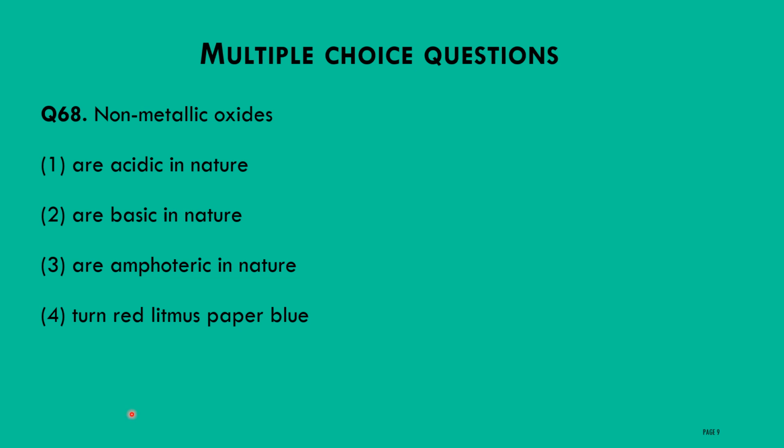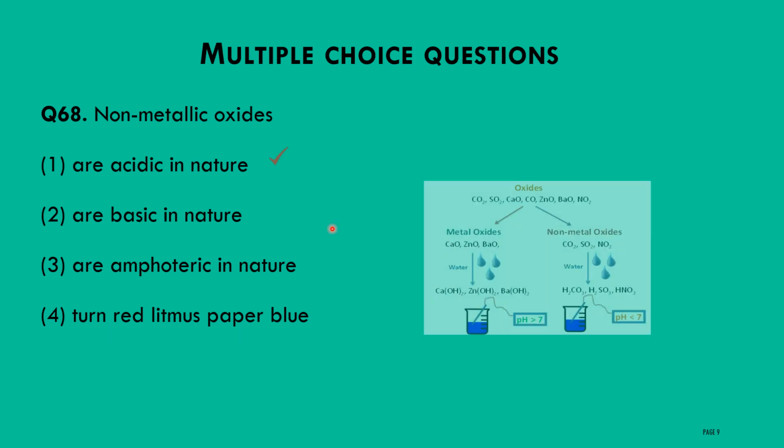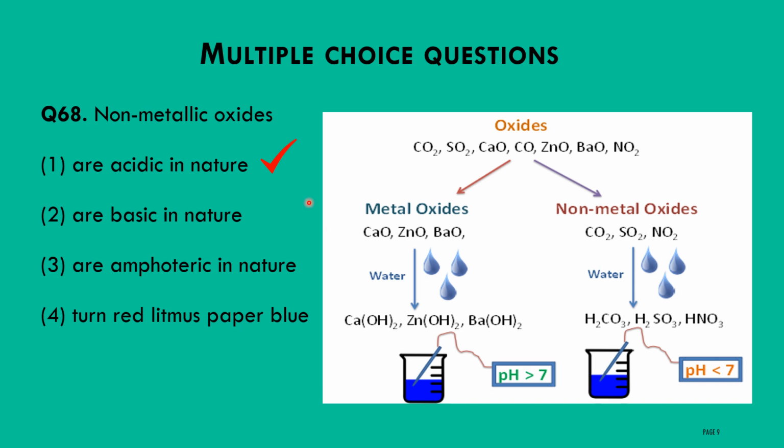Question number 68. Non-metallic oxides: option 1, are acidic in nature; option 2, are basic in nature; option 3, are amphoteric in nature; option 4, turn red litmus paper to blue. The correct answer is non-metallic oxides are acidic in nature. Let us discuss in detail.